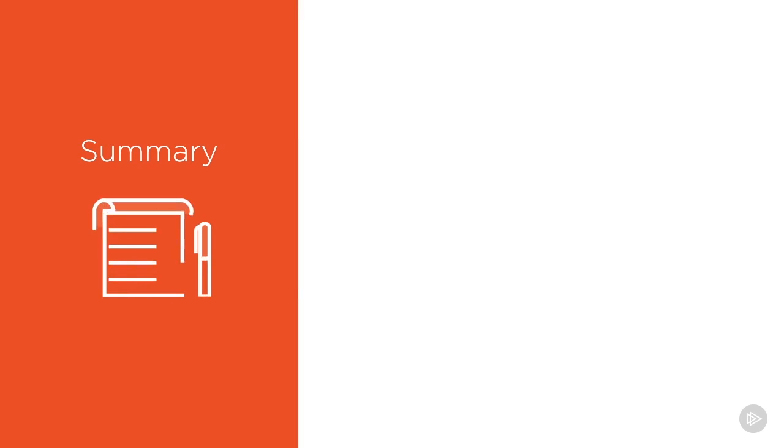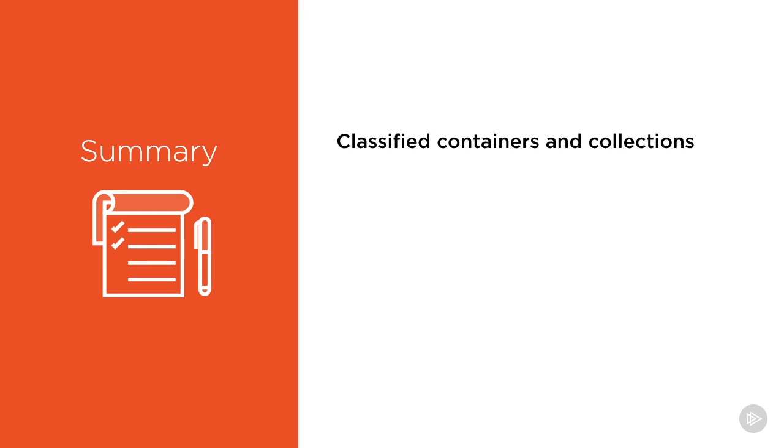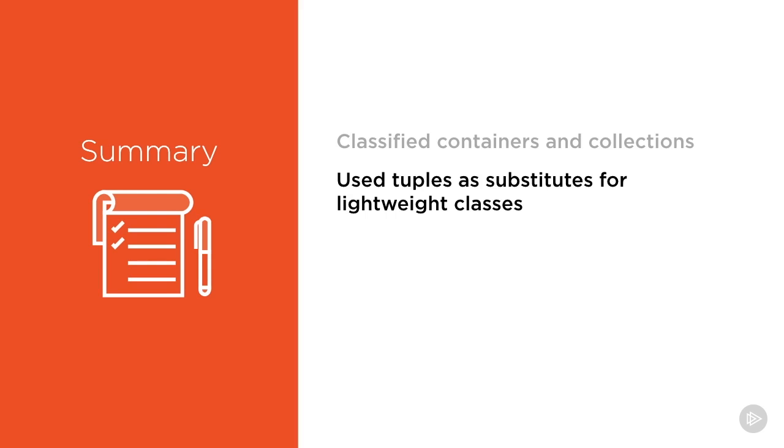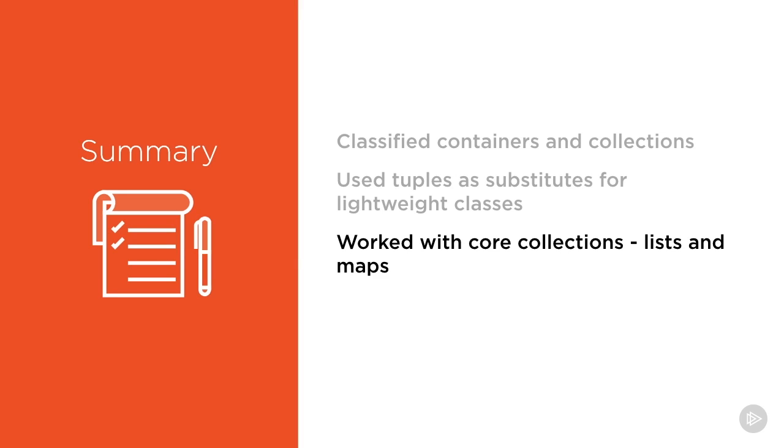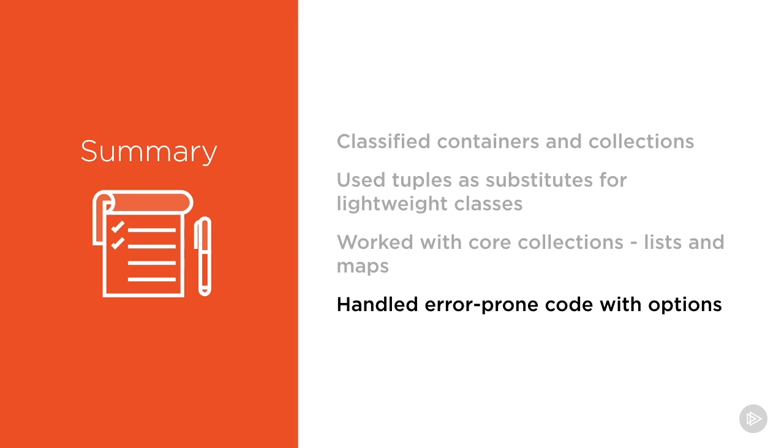But before we get there, let's summarize everything that we've just covered. We covered a lot of ground in this module. We made a quick but pretty deep tour of Scala's containers and collections. We started with a look at how tuples can be used as substitutes for lightweight classes. We then worked with Scala's core collections, lists, and maps, and performed a bunch of interesting operations with them. And then we wound up the module with a look at error handling using options and util.try. And for completeness, we also covered the use of mutable collections and arrays.